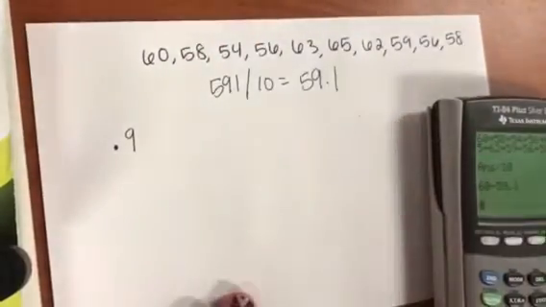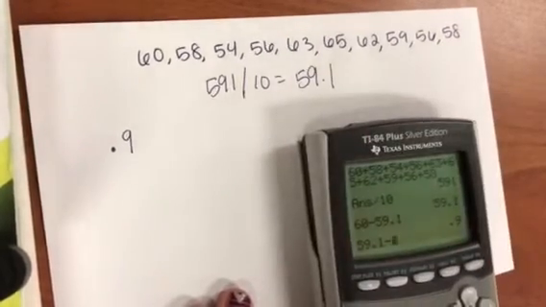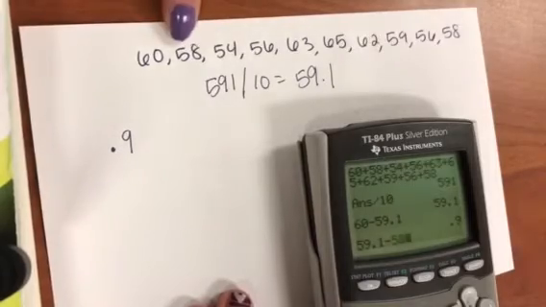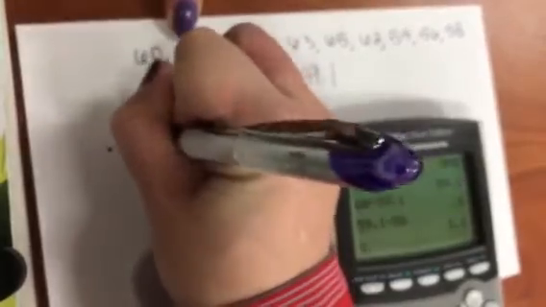Oh, I have to use my calculator for this. I can't do it in my head. Well, I could, it's just I'm lazy. So we're doing 59.1 minus 58. Okay, so 1.1. I'm going to put little plus signs.